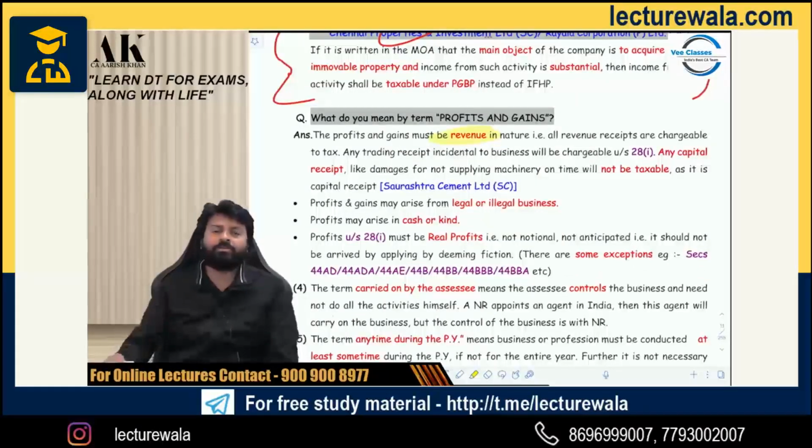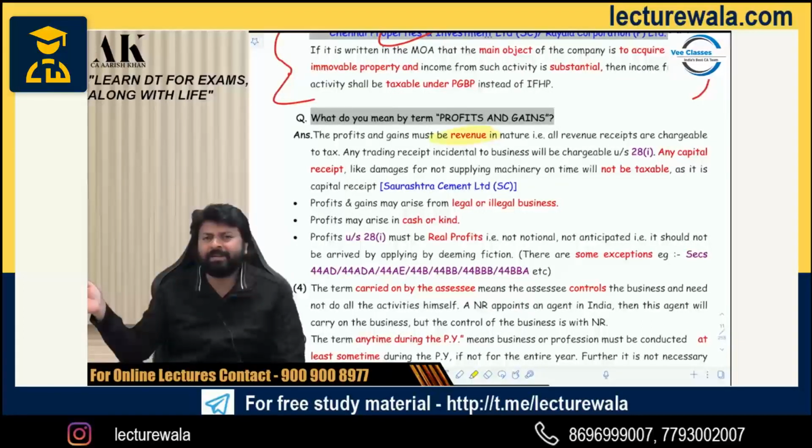What should be the nature of profits and gains? It should be revenue. It should not be capital. For capital profits, we have made a separate head, capital gains. Go over there. It should be revenue in nature, not capital in nature. So capital profits are not covered here. What do I mean by capital profits? One-time receipt. Not covered here. For example, here it is given.